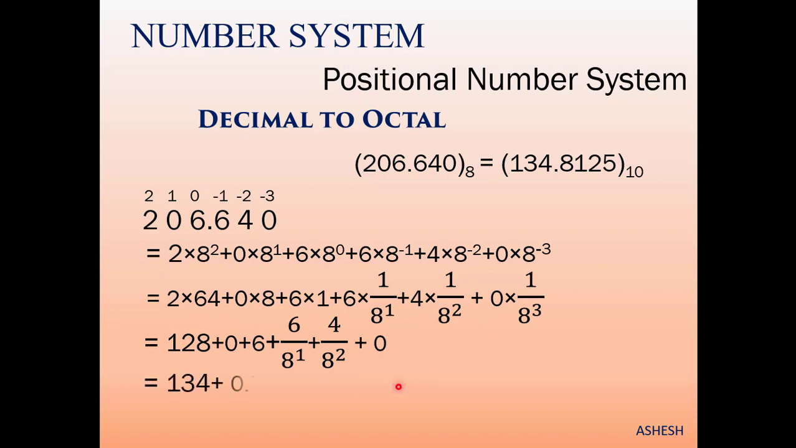Now 134, 6 by 8 equal to 0.75 and 4 by 8 square or 4 by 64 equal to 0.0625. So our answer is 134.8125.